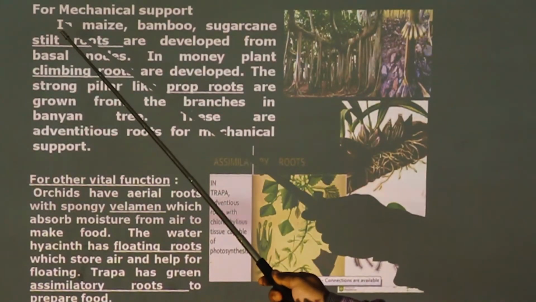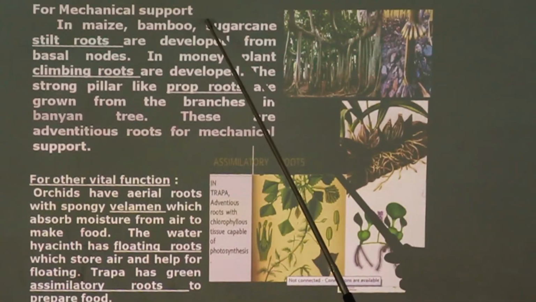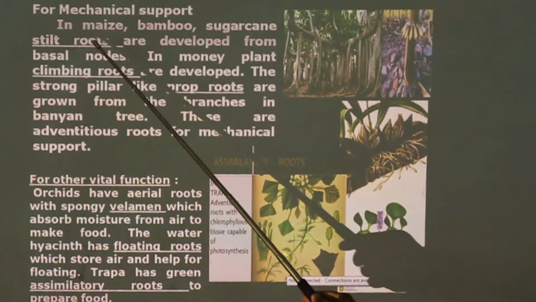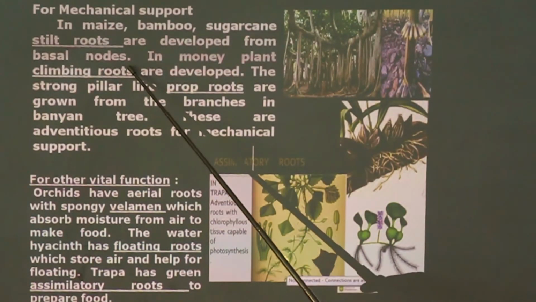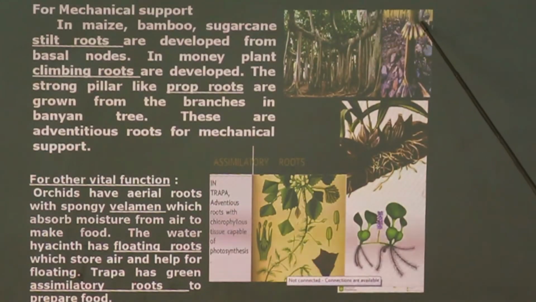Some roots are modified for mechanical support. In maize, bamboo, and sugarcane, stilt roots are developed from the basal nodes and support the plant. This is the structure of maize roots. The roots are developed from the lower nodes and are called stilt roots. They give mechanical support to the plant for anchoring the whole plant body.